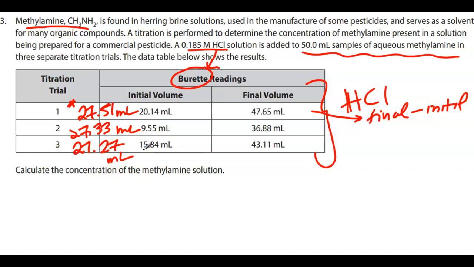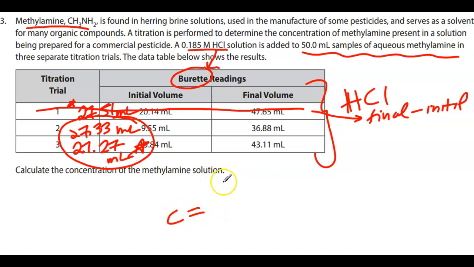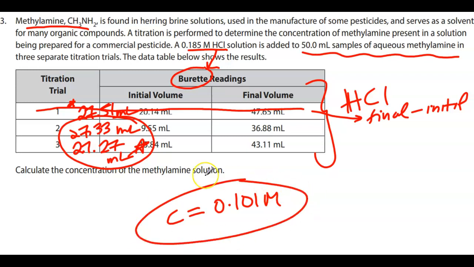So you would do the same thing here. You would get rid of the trial that is most off from the others. In this case, we would get rid of that and take an average of those two. You would set this up the same way. You find your moles, you take an average to use for your volume, and it's a 1-to-1 ratio again in this particular case. So your concentration for your methylamine should be, again to 3 sig figs, 0.101 moles per liter.